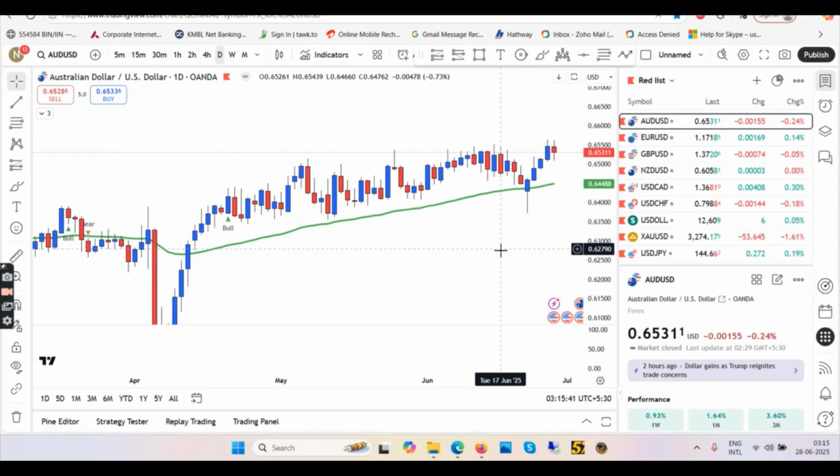So this analysis can also be used for NZD USD because I don't record separate videos for NZD USD. Okay, so use this AUD USD analysis if you want to trade NZD USD as well.